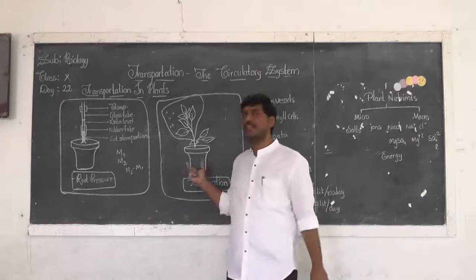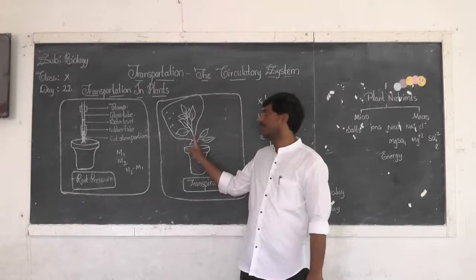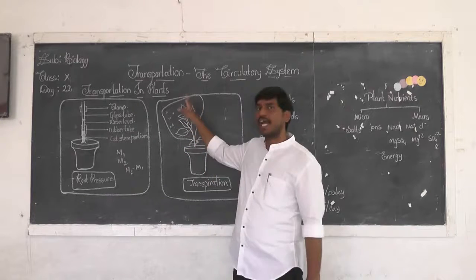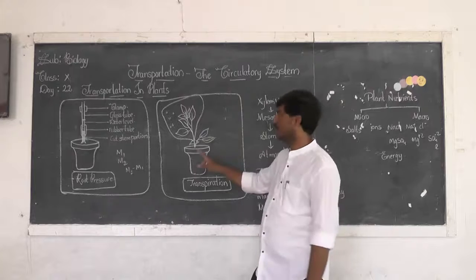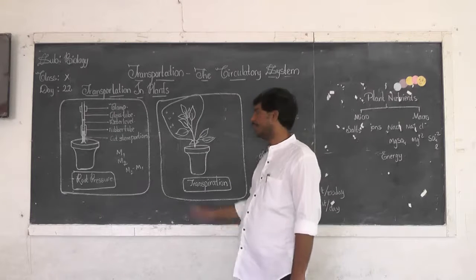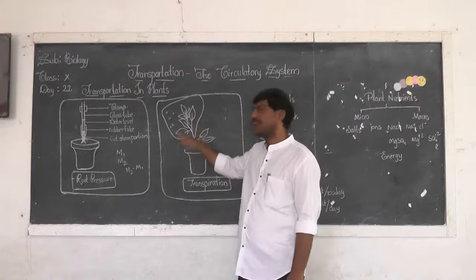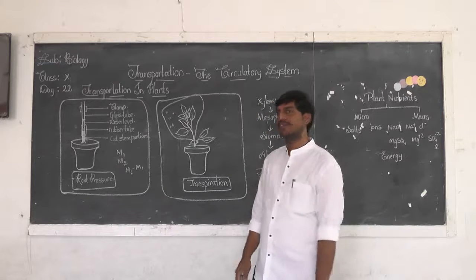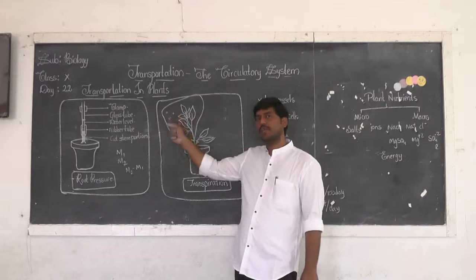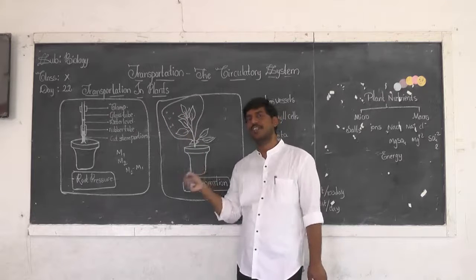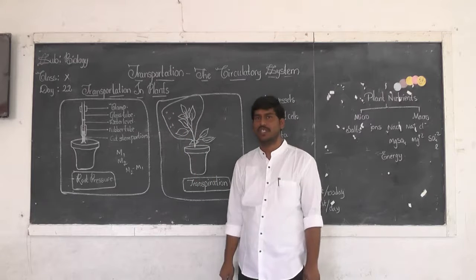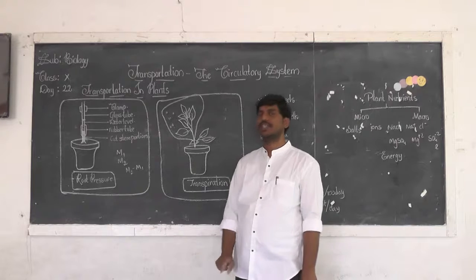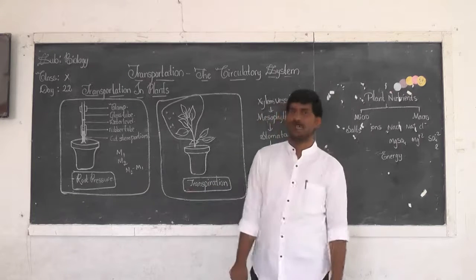You need to take a healthy potted plant, select a healthy branch, take a dry transparent polythene cover, tie it to this twig, and leave it. After a few hours, you can see water vapor or water droplets attached to the inner surface of the polythene cover. From where have these water droplets come? These water droplets have come because of transpiration.